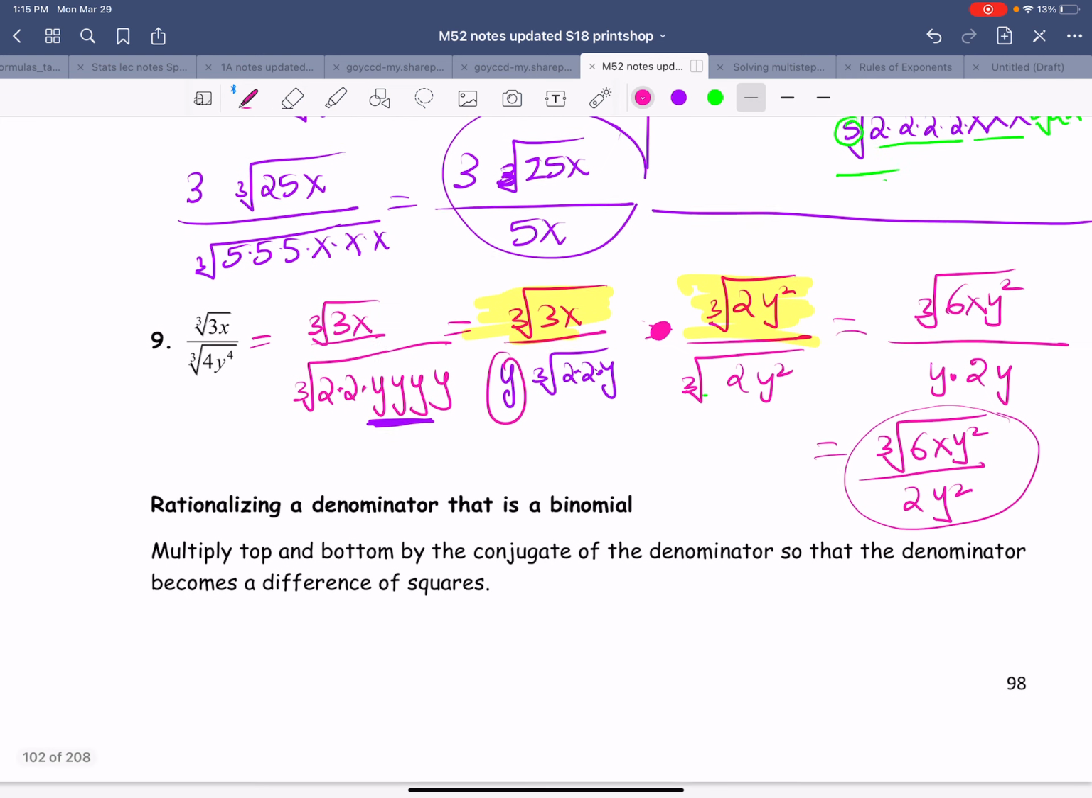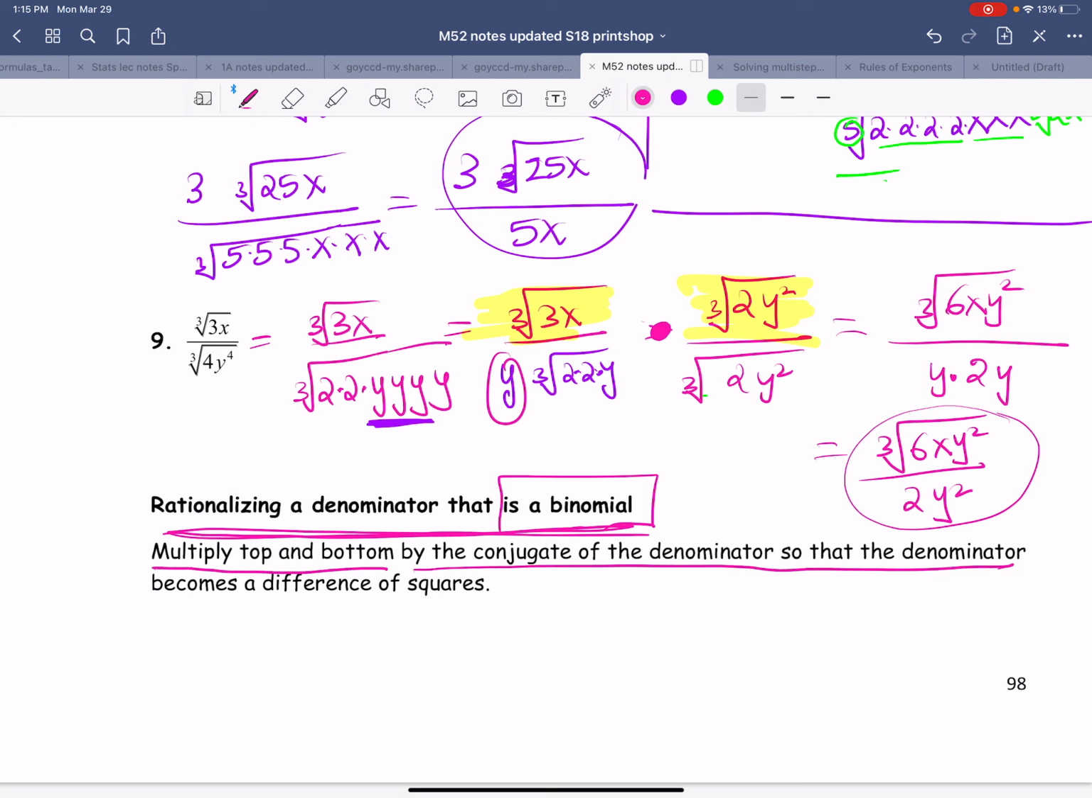Now, in the next few examples, we're going to look at examples where the denominator is a binomial, meaning it would be 2 terms. So in that case, we will multiply top and bottom, which is numerator and denominator, by the conjugate of the denominator so that the denominator becomes a difference of squares.